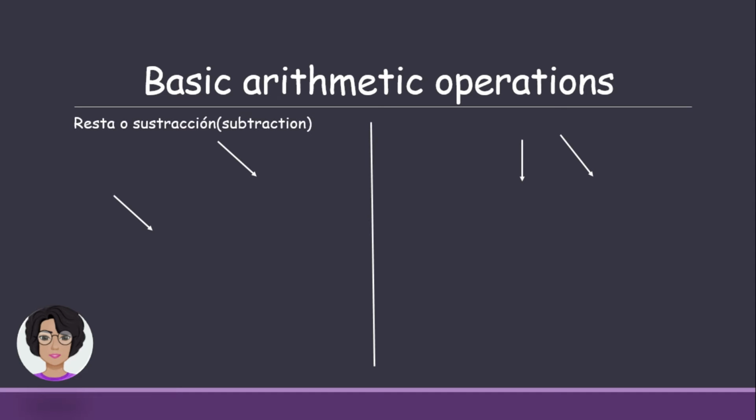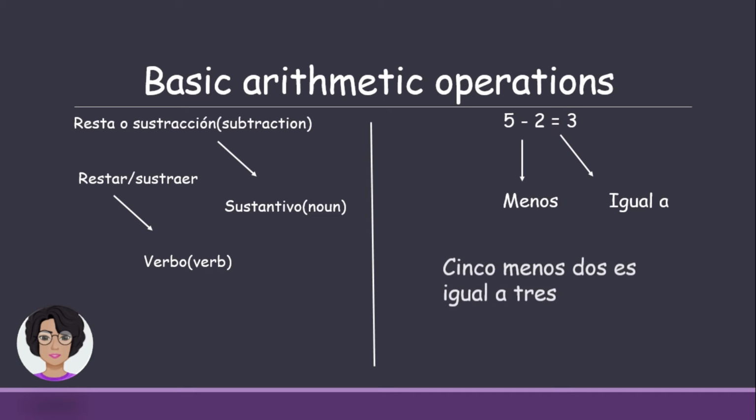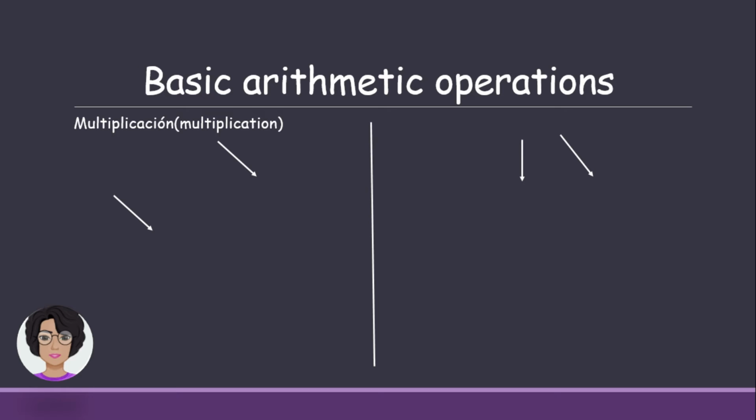Then we have subtraction. The noun in Spanish is resta o sustracción, and the verb would be restar or sustraer. Okay, so here we have another basic operation with subtraction. So we have 5 minus 2 equals 3, right? And the sign for subtraction would be read menos. And you know the other one equals is read igual a. So we would say 5 menos 2 es igual a 3. Perfect.